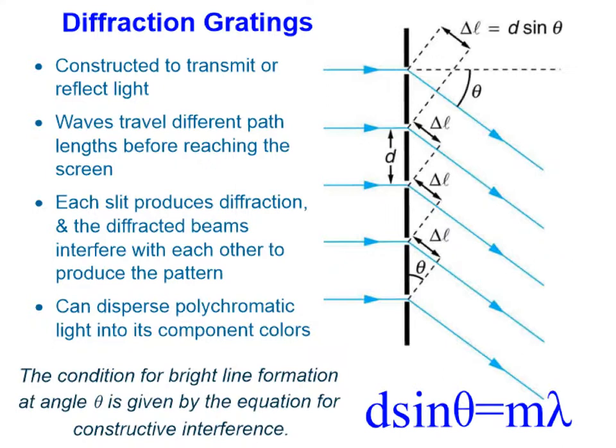Diffraction gratings can disperse polychromatic light into its component colors, much like a prism. The condition for bright line formation at angle theta is given by the equation for constructive interference. So we can just use what we've been familiar with: the distance between two of the slits, d, times the sine of theta, gives us m times the wavelength.